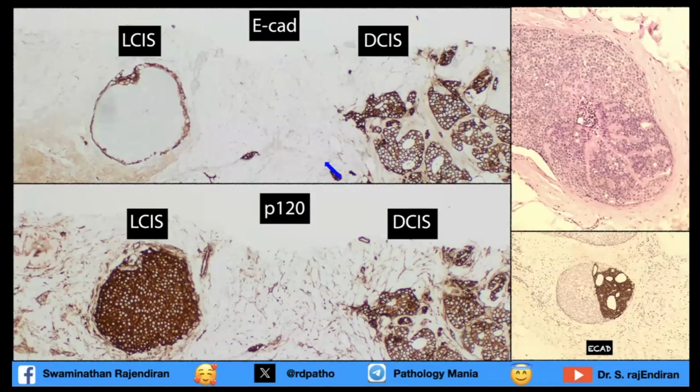Some more pictures. I love this E-cadherin and P120. See here again LCIS, E-cadherin negative, DCIS, membranous positivity, P120, cytoplasmic staining in LCIS and membranous staining in DCIS. Here, interestingly, in the same duct, you see 2 lesions, ductal and lobular. And when you do E-cadherin, membranous staining is preserved in ductal component, whereas absent in the lobular.